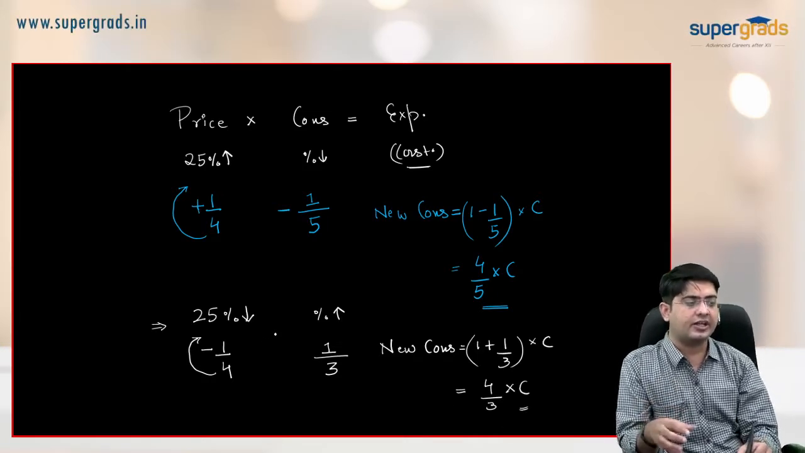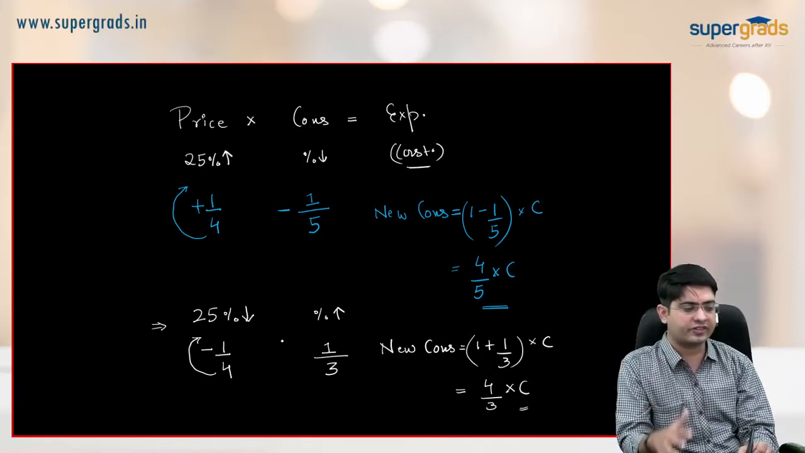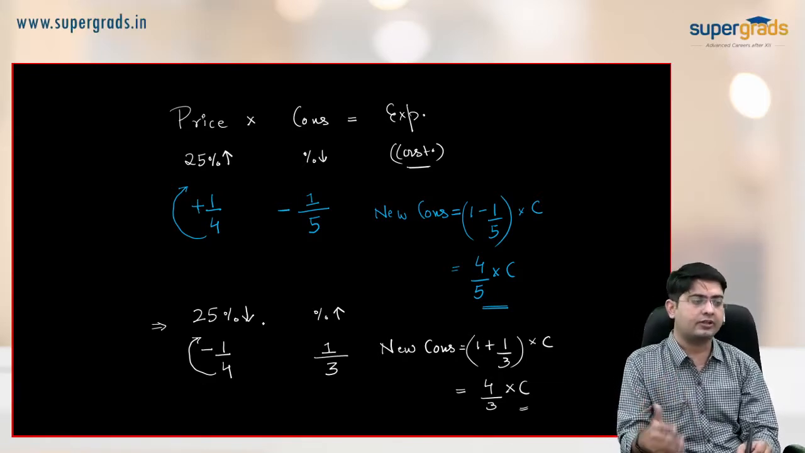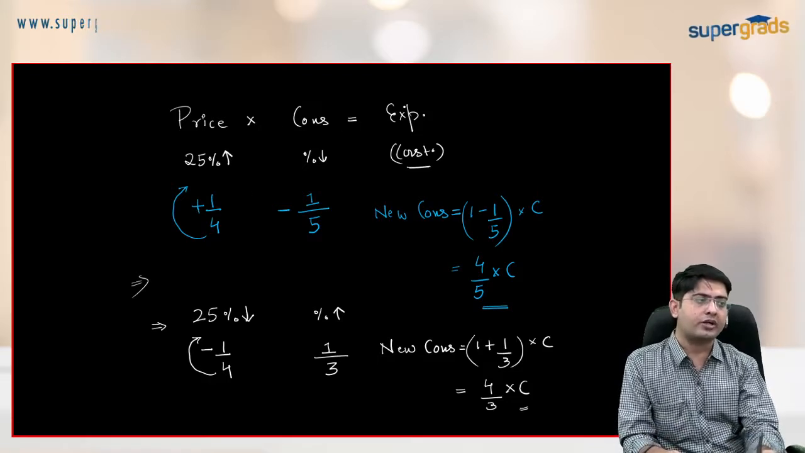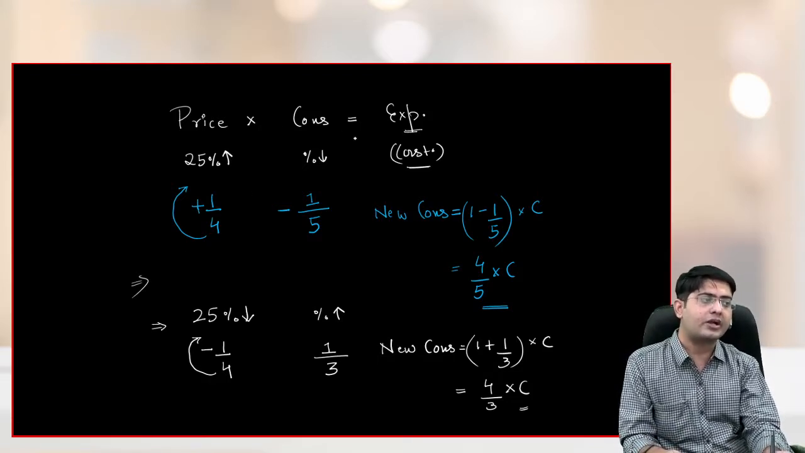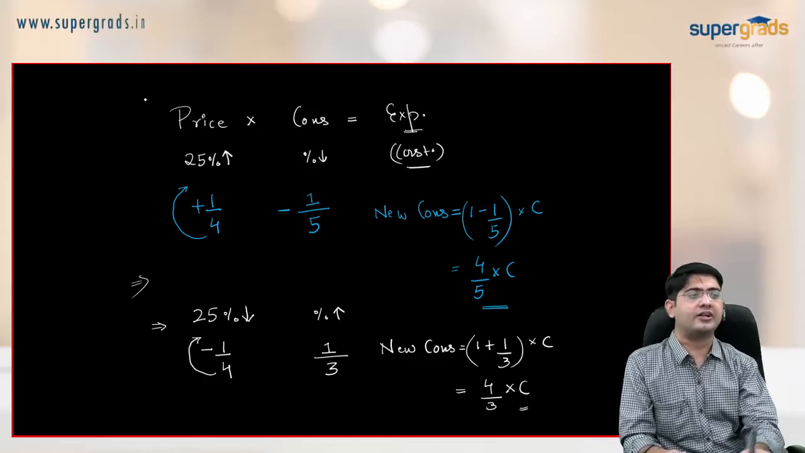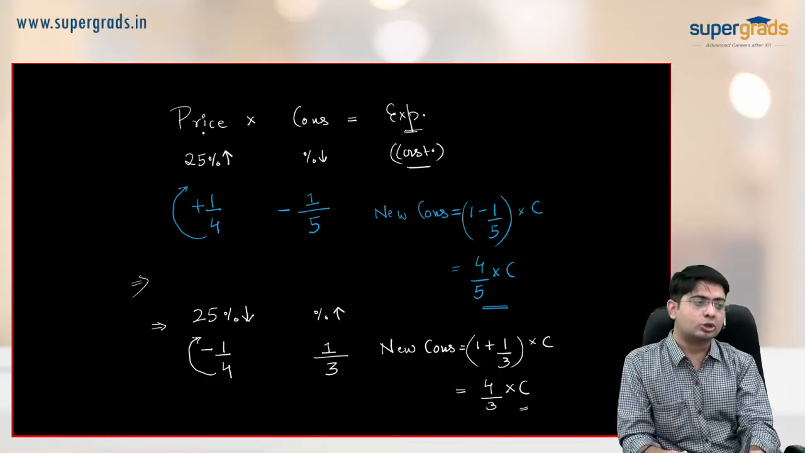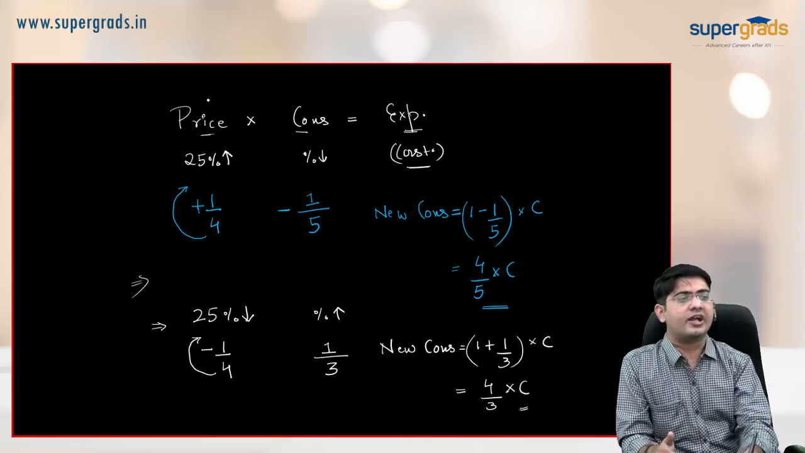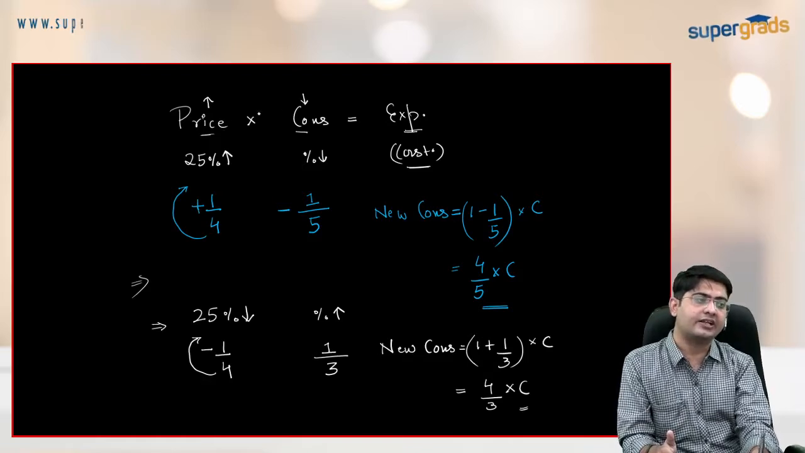In this way, you can save a lot of time and attempt more questions by applying these simple techniques when the product of two particular things is constant. Therefore, this concept is known as product constancy. If the product of two quantities is constant, if one increases, the second decreases, and if one decreases, the second increases.